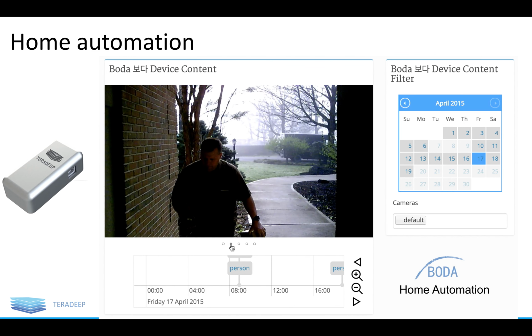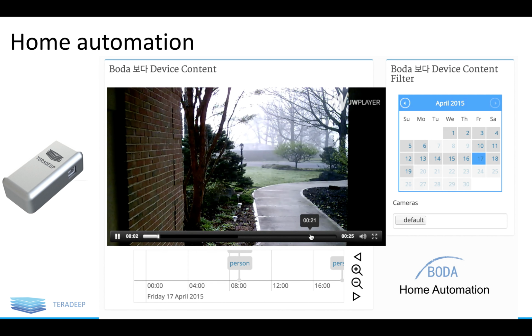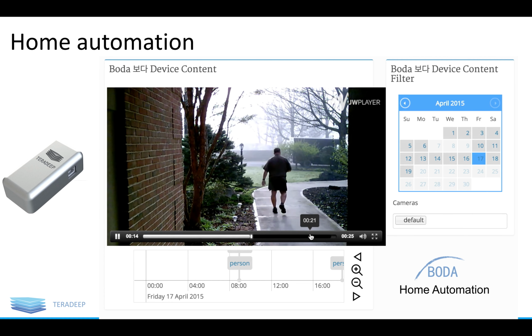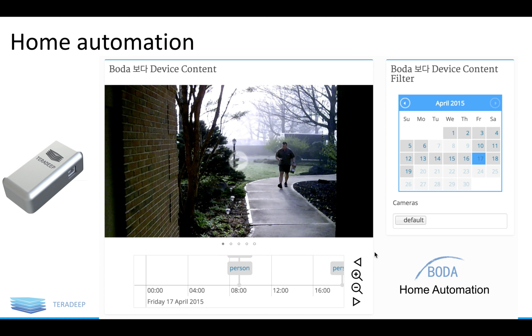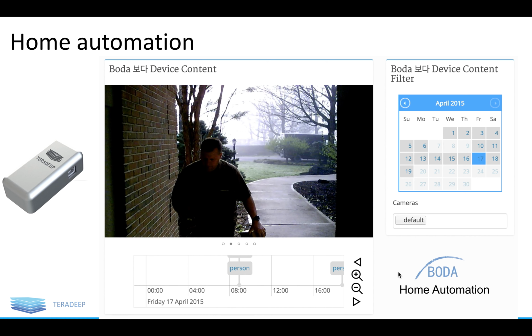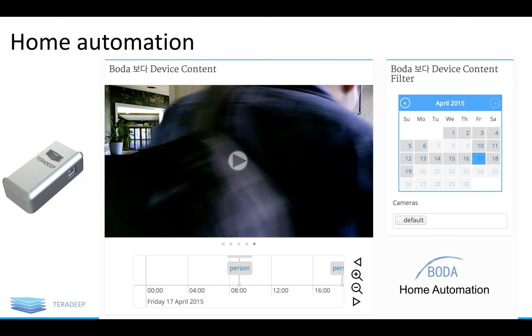This is the PODA home automation device from Teradeep. As you can see on the right, we have a timeline of events, and at the bottom you have what happened during the day. Here you see a small movie of a delivery truck that delivered a package to my house. You can then browse for more frames, individual frames, or movies around this kind of event.